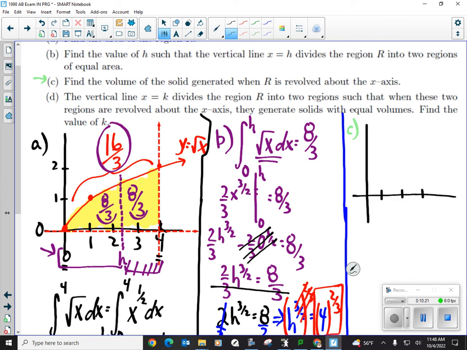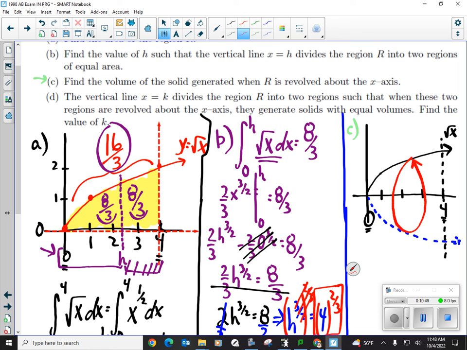1, 2, 3, 4. Okay, and it goes 1, 1, 2, 4. It goes like this, something like that. That's a square root of x. Okay, they want it still from 0 to 4. But this time, my graph is going to be rotated around the x-axis. So it's actually going to spin around the x-axis, which means it's going to make a circle.